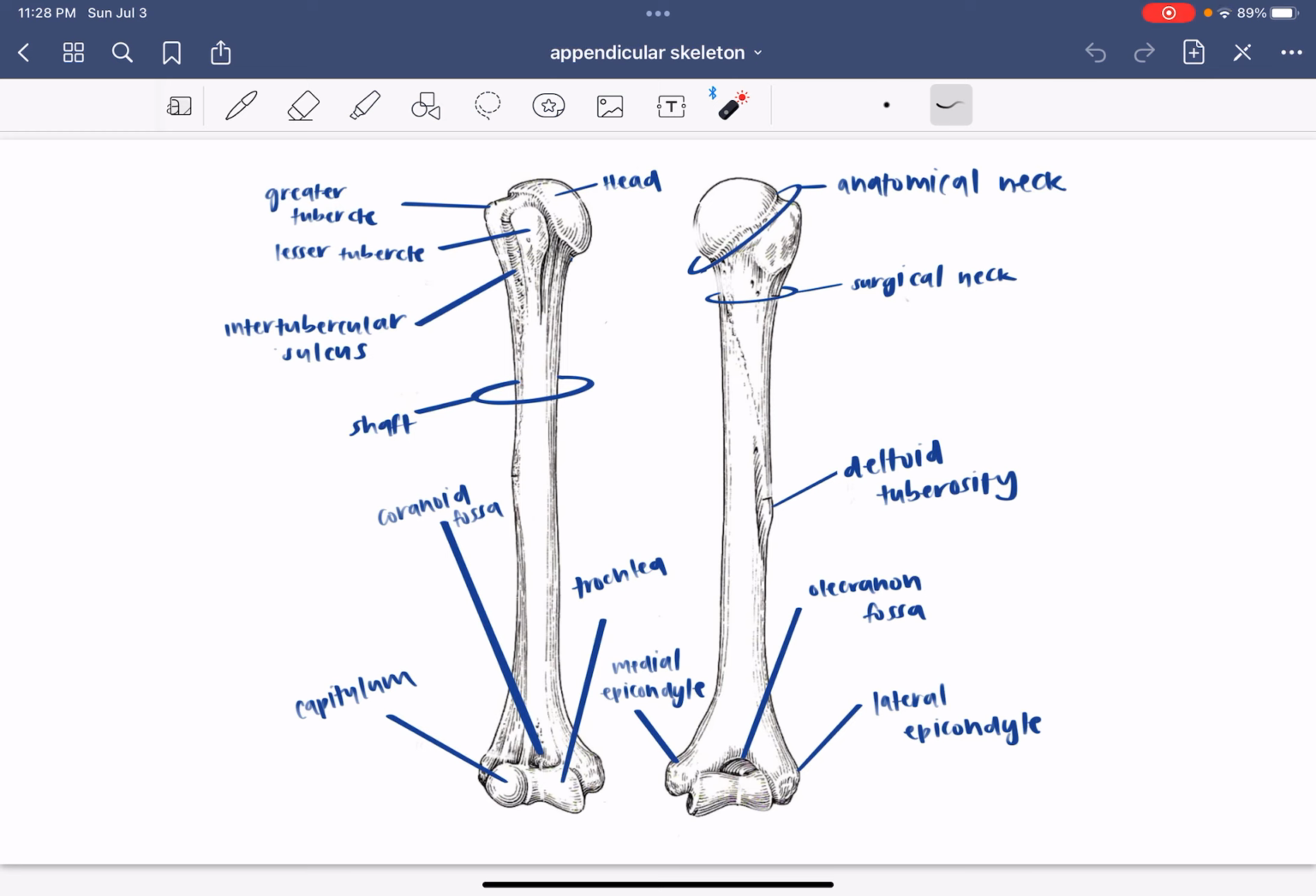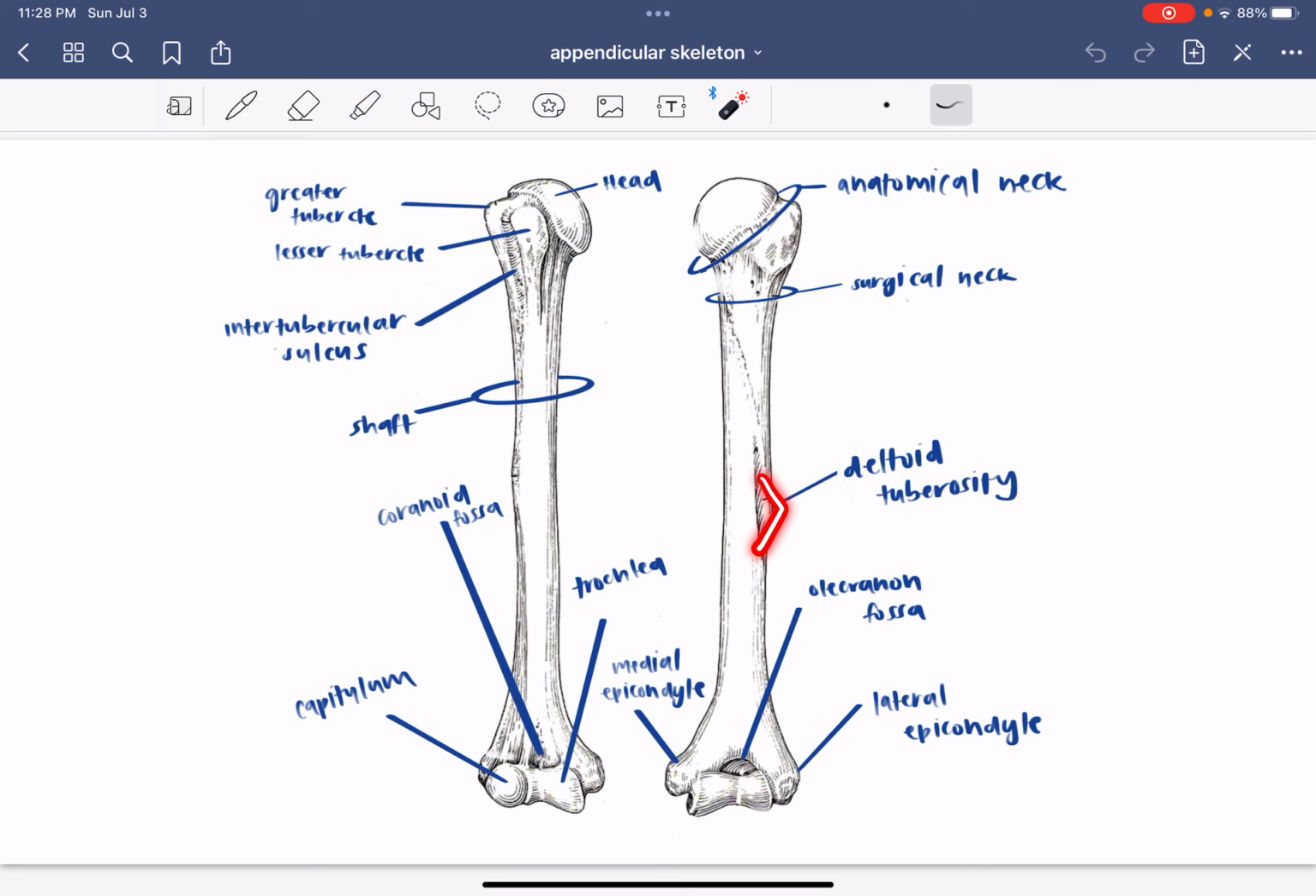Here is the humerus. This is the head of the humerus that will fit into the glenoid cavity. Here is the greater tubercle, and here is the lesser tubercle. And of course, between the tubercles is the intertubercular sulcus. Here is the neck of the humerus, because the neck always follows after the head. However, this is specifically the anatomical neck. The humerus has a surgical neck because you are more likely to break your bone here, and therefore you would have to have surgery there.